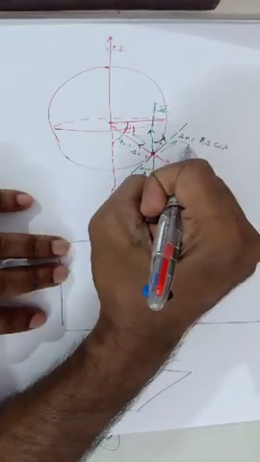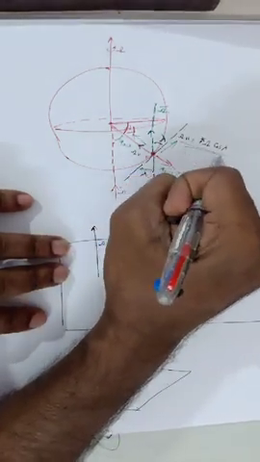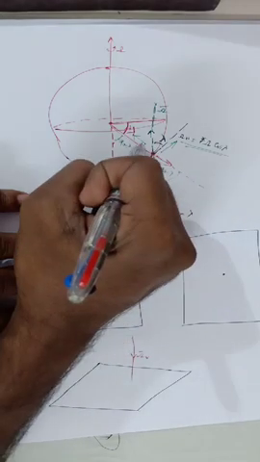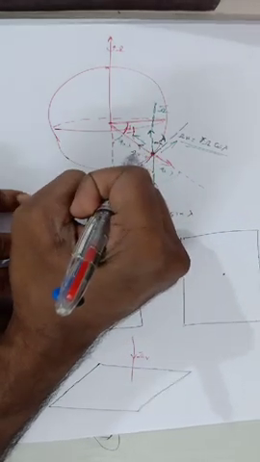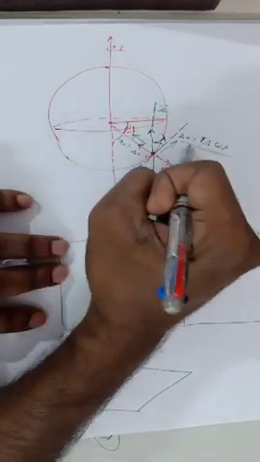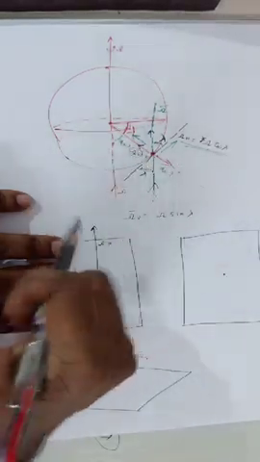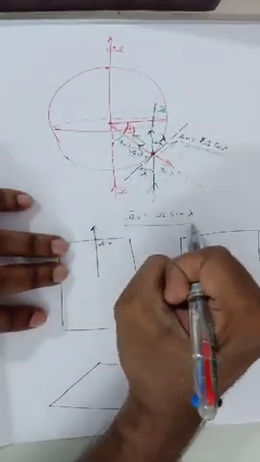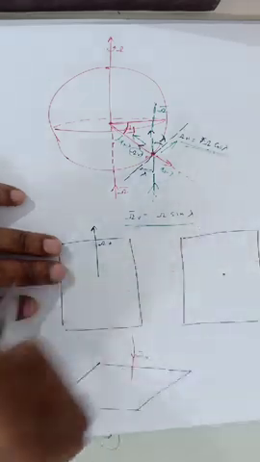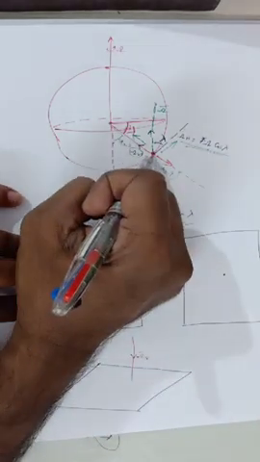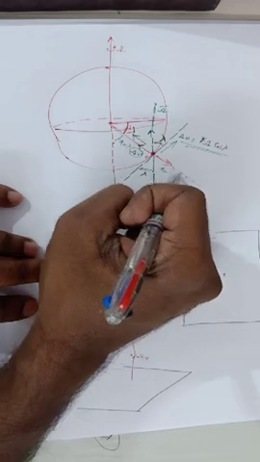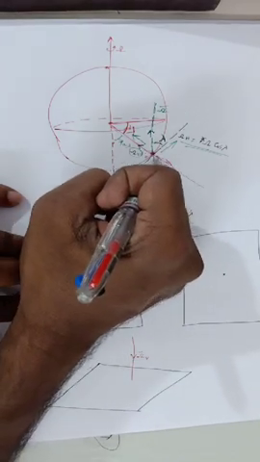The horizontal component is omega h, and omega h is equal to omega into cos lambda. This component is omega v, that is equal to omega sin lambda. But you can see that omega sin lambda at the point V is directed towards the surface.